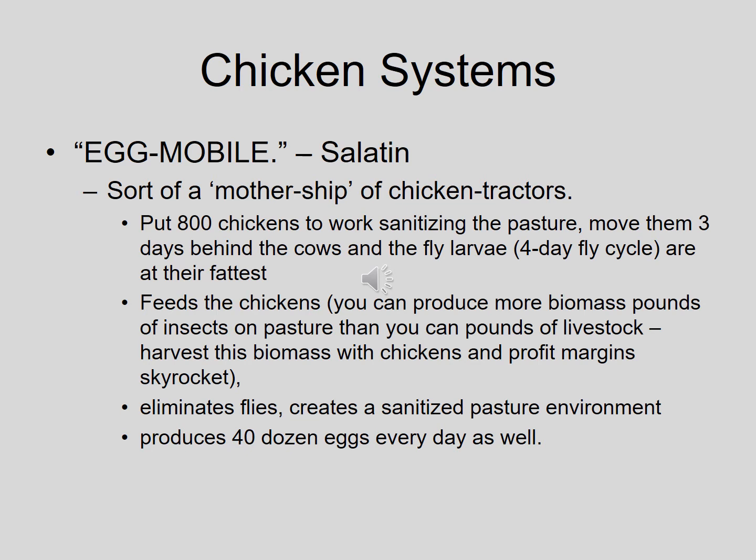You can produce more biomass pounds of insects on pasture than you can pounds of livestock. So this really makes double use of what's being produced on the land. That's stacking functions that we like to talk about in permaculture: more than one function for each element. And that's how natural systems work. They're very integrated. You get rid of the flies, it's a more sanitized pasture, and this system can produce 40 dozen eggs every day. So with these 800 chickens, as long as you have a big enough area and you can move them around, this will work.